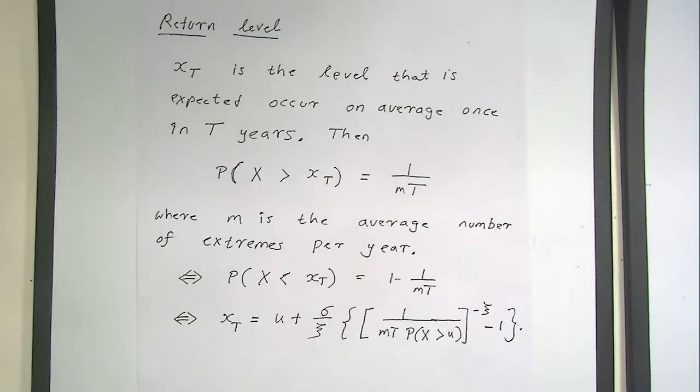But this is different from definition 1. In definition 1, we had only one extreme value every year. So over t years, you'll have t extreme values. But here it's not that case, because we have multiple extreme values every year. So if m denotes the average number of extremes per year, then out of t years, you will have m times t extremes, right?